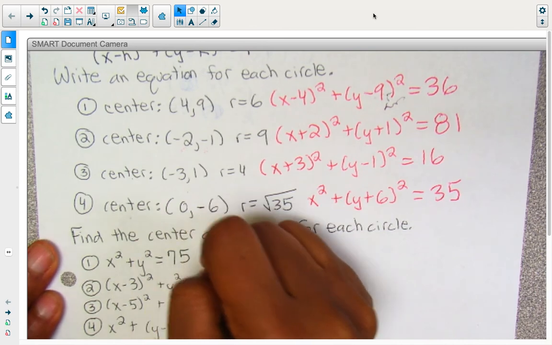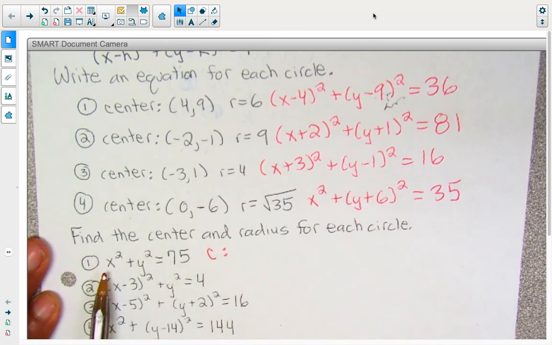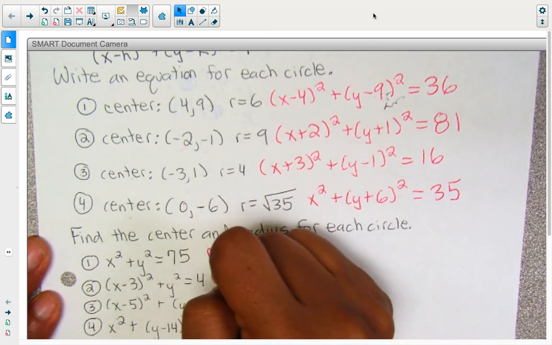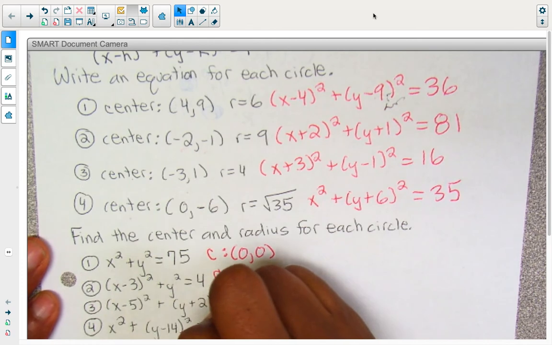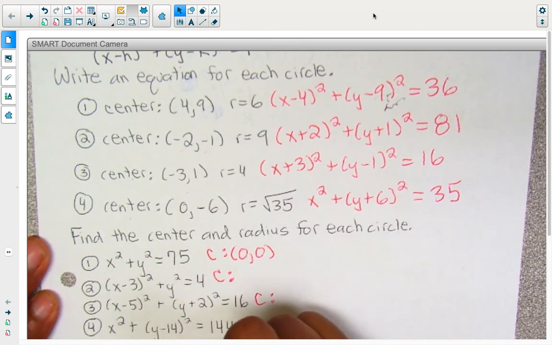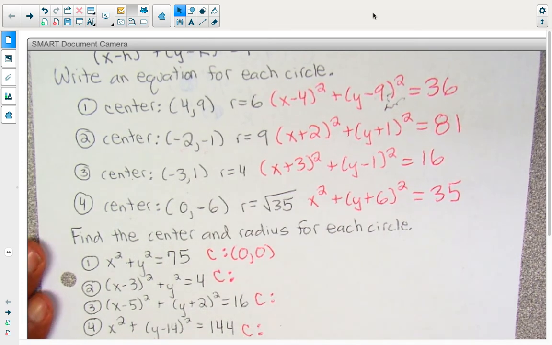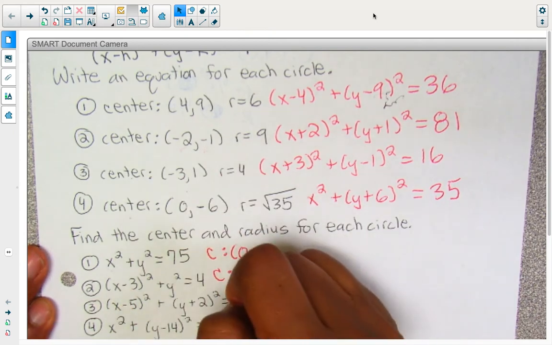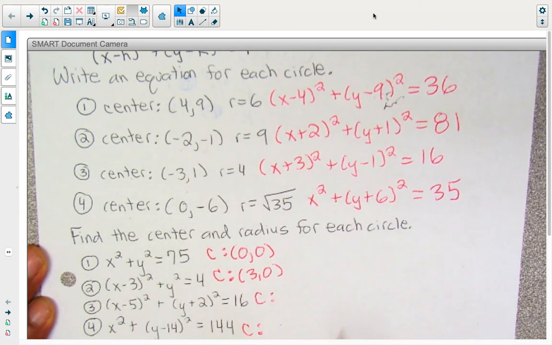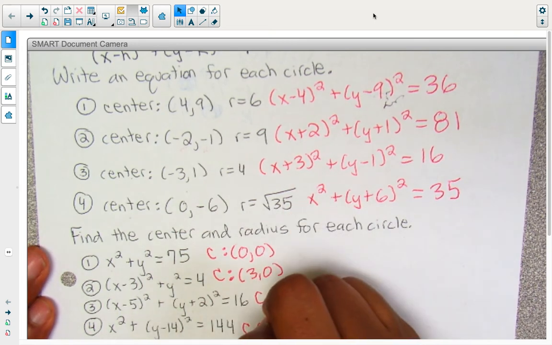So our center, you read off the center by what's right here. There's no numbers here, so my center is 0, 0. And I'm actually going to go through and find all the centers first. Number 2, look here. There's no number here. Take the opposite of this. My center is going to be 3, 0. Number 3, take the opposite again. So my center is 5, -2.